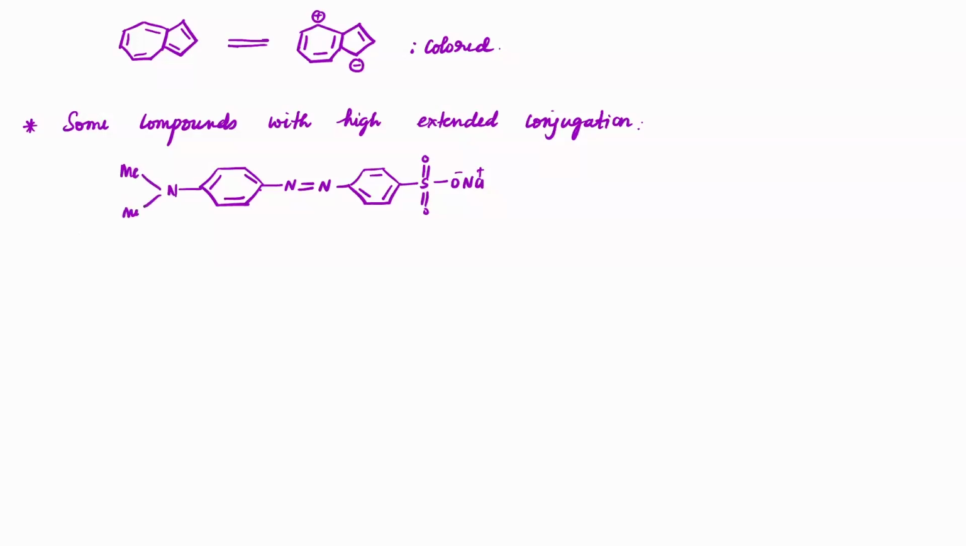Even if you have such long range of conjugations, then also molecules will be colored. In fact, this is what is methyl orange, if you remember. Methyl orange is colored. In fact, this is in a basic form. Basic form, what is the color? In basic form, it is yellow color. Correct. In acidic form, what is the color? Red color. Okay.